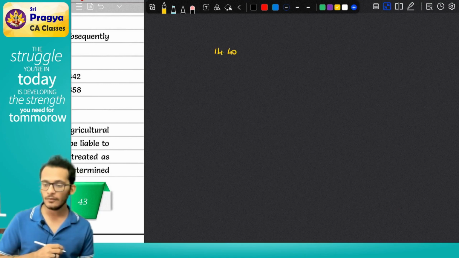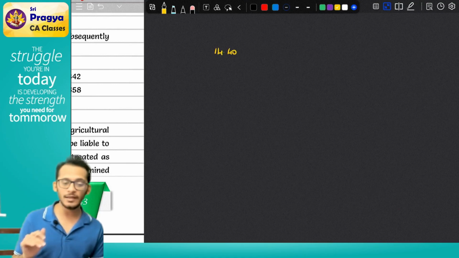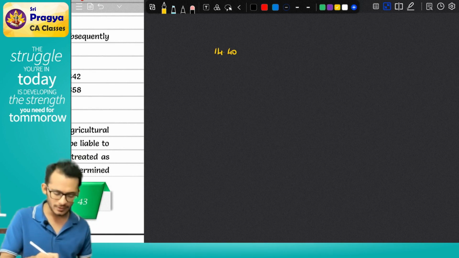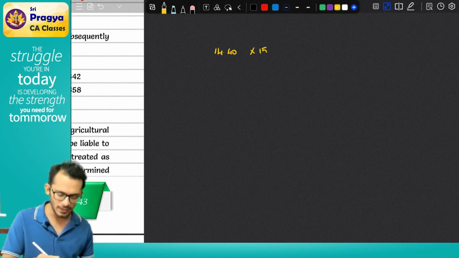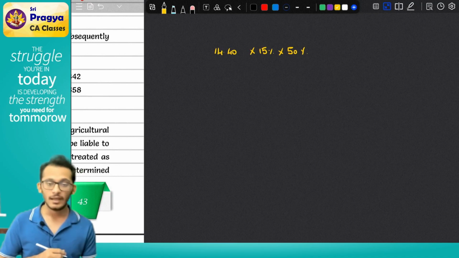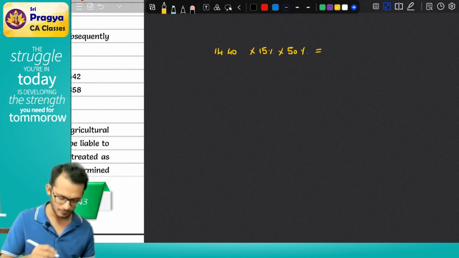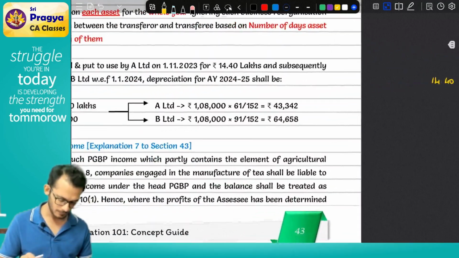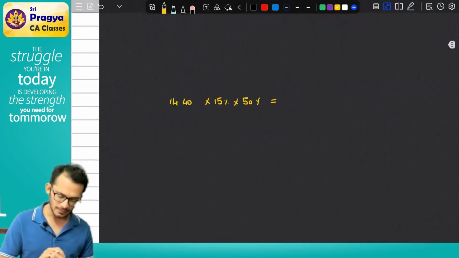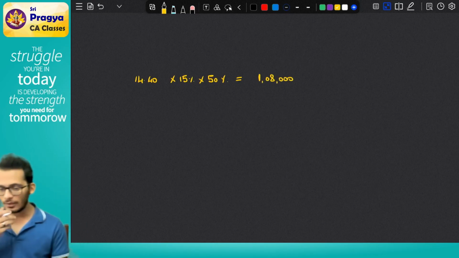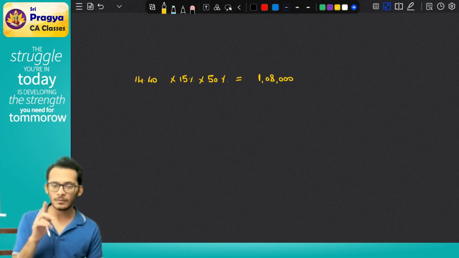There is an asset for 14.4 lakhs. This asset will, ignoring the amalgamation, do depreciation for the whole year. Depreciation for the whole year will be 14.4 lakhs into 15% into 50%. Why 50%, Rahul? Because the asset was put to use for less than 180 days. The number is 1,08,000.